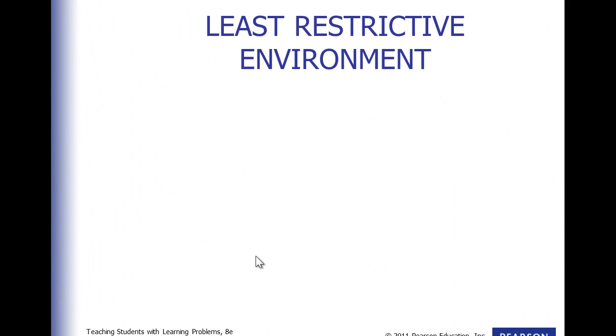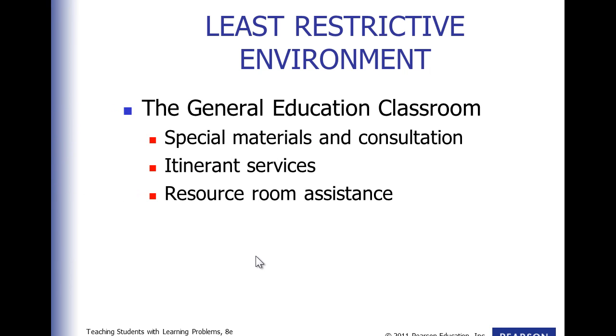Okay, you're back. The least restrictive environment: the general education classroom, special materials and consultations, itinerant services, resource room assistance. These are the things that happen in the general education classroom. This is the kind of way you can provide service in there, even if it's resource assistance, meaning they need a little assistance from the resource room to help them be successful in the general education classroom. Again, we're on the continuum of placements. And then RTI.